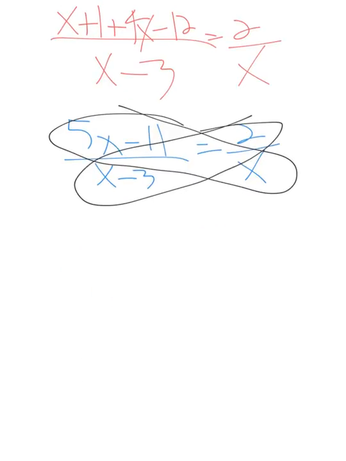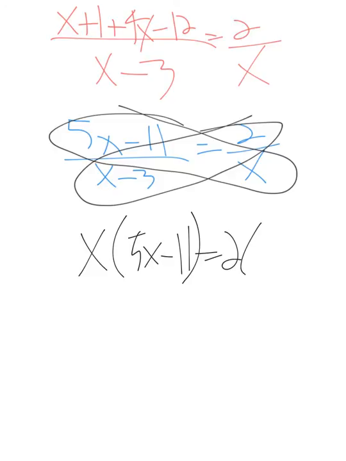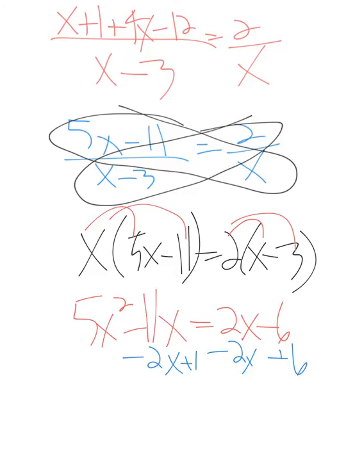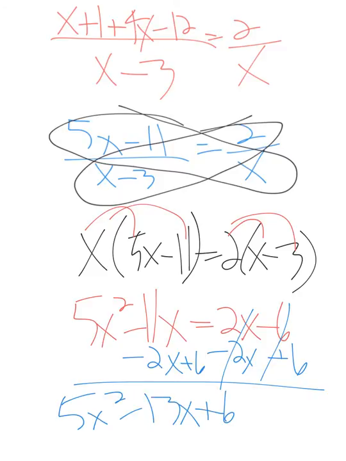All right, and I get x times 5x minus 11 equals 2 times x minus 3. Distribute. Gets me 5x squared minus 11x equals 2x minus 6. Get everything to one side. Minus 2x under that 11x, and then just plus 6 to nothing. And so it says 5x squared minus 13x plus 6 equals 0.